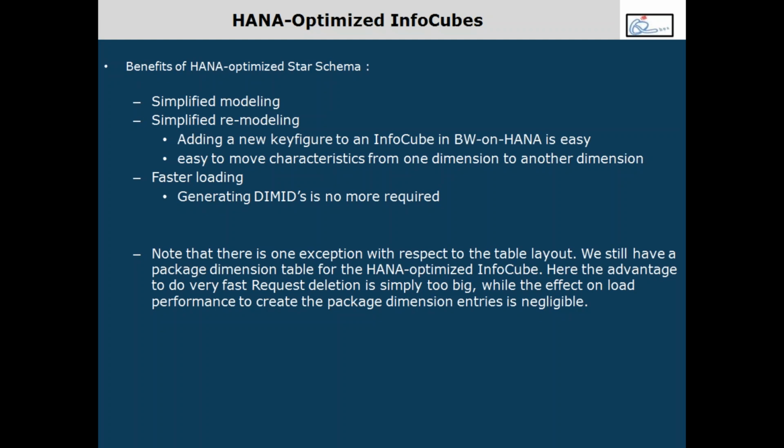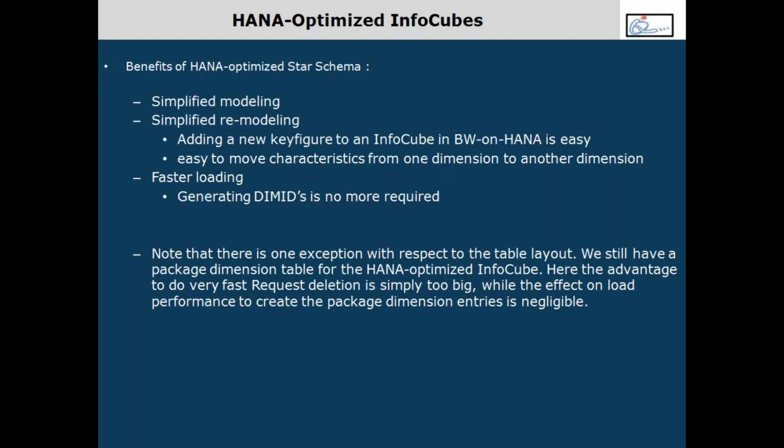Now, in case of an unoptimized cube, since we don't have dimensions, I can do that. I can delete a characteristic, I can delete a key figure, I can move from one dimension to another dimension, because they are not physical, so I can move them. All remodeling has been simplified now.